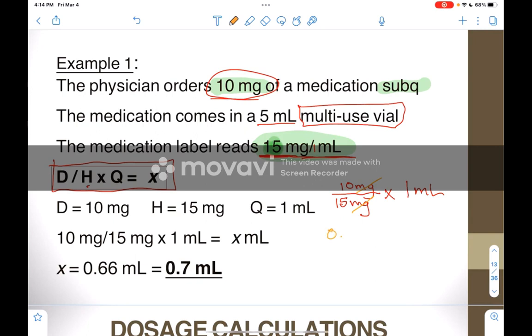Which is 0.666666667, right? That's a lot. Milliliters. Well, there's no way we can measure out that. So we're going to round it up. Usually the nearest tenth is sufficient. Okay? So that's going to round up to 0.7 milliliters. That's how much of this medication we're going to draw up out of the multi-use vial and administer into the patient in order to give them 10 milligrams of the medication.